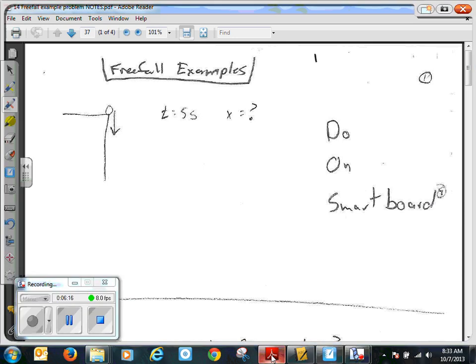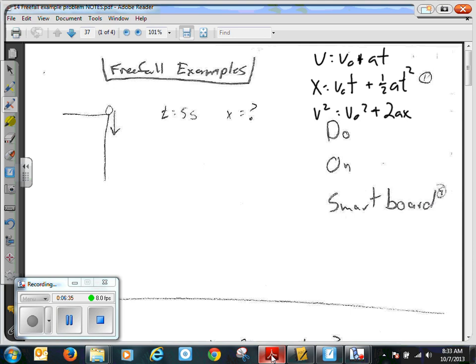You need your formulas, right? V equals v sub naught plus AT. X equals v sub naught t plus 1/2 AT squared, and v squared equals v sub naught squared plus 2ax. And the reason why you need these is because these are the only 3 formulas you get for the test, and for the next test, and for the next test probably. So these formulas, they get around.